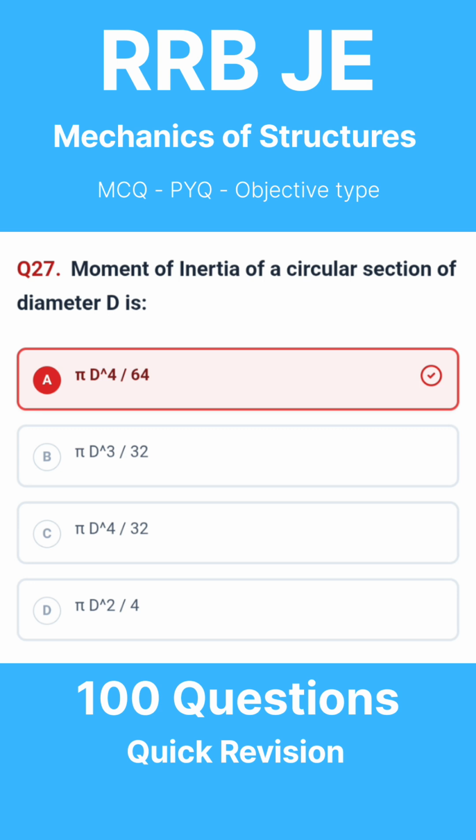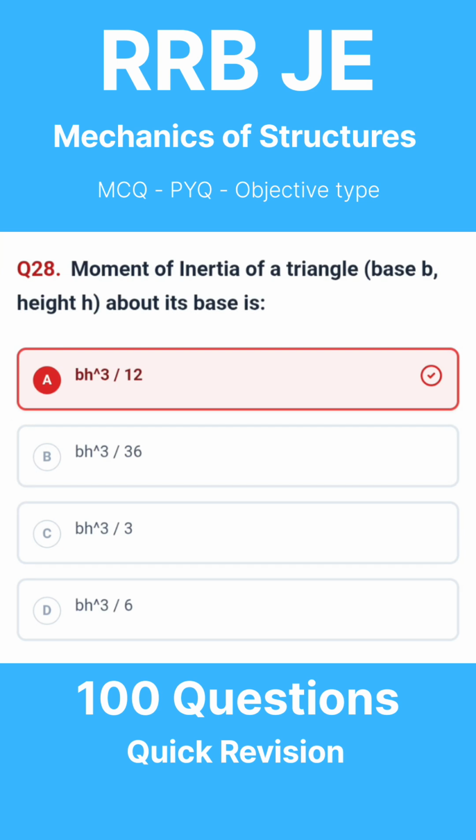Question 27. Moment of inertia of a circular section of diameter D is. The correct answer is pi D to the power of 4 divided by 64. Question 28. Moment of inertia of a triangle base B, height h about its base is. The correct answer is bh cubed divided by 12. Question 29. Moment of inertia of a triangle about its centroidal axis parallel to base is. The correct answer is bh cubed divided by 36.